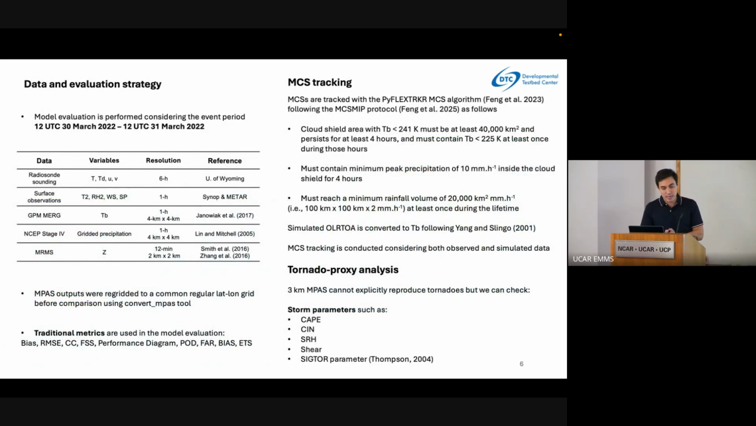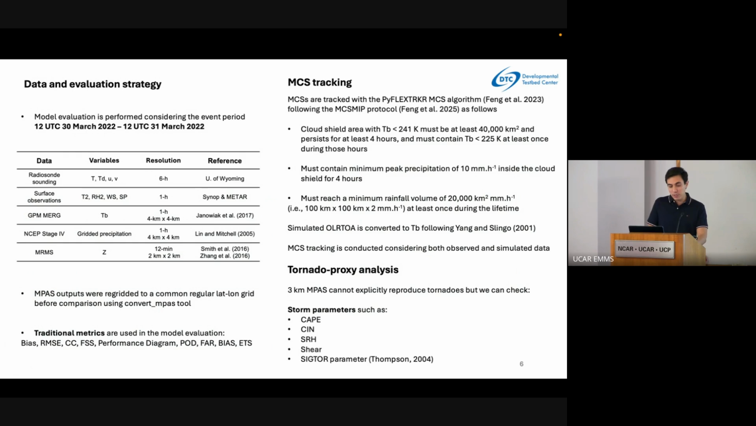All right, so in terms of data and evaluation strategy, the model evaluation is performed during the period where we had the event, this tornado outbreak between 12 UTC on March 30th to 12 UTC on March 31st. We used data like radiosoundings from the University of Wyoming database, surface observations from SYNOP and METAR, GPM merged brightness temperature, gridded precipitation from Stage IV, and reflectivity data from MRMS.